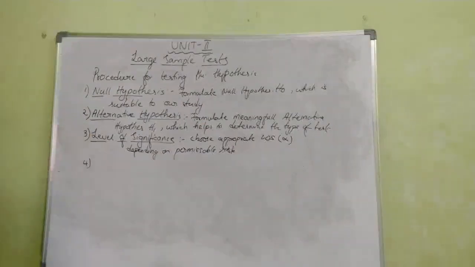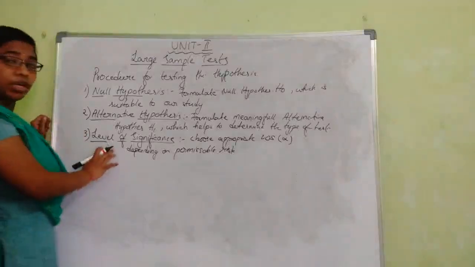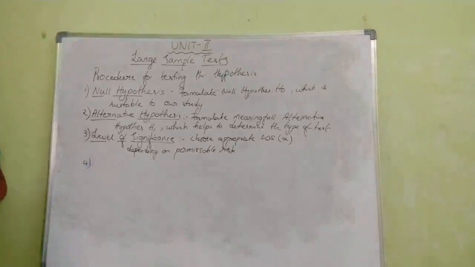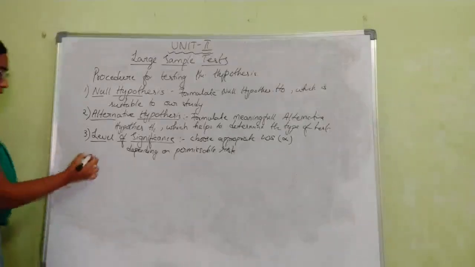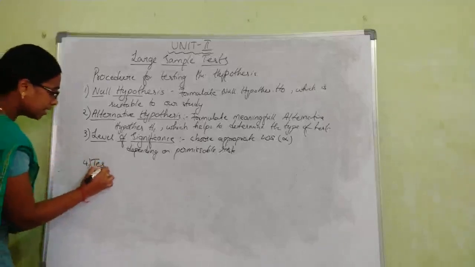Next, the fourth step, and one more thing: this level of significance is fixed in advance before drawing the sample. So before drawing the sample only, we have to choose and fix our level of significance. So the next step is the test statistic.